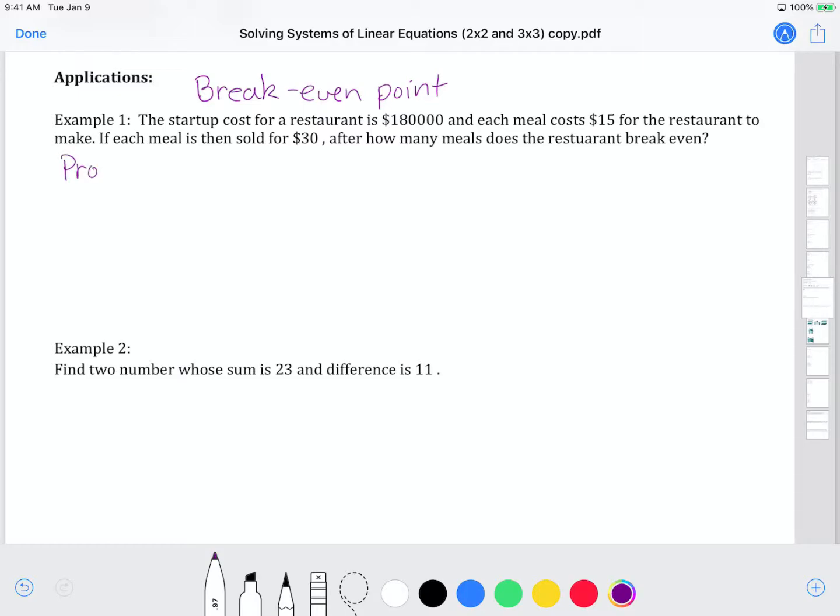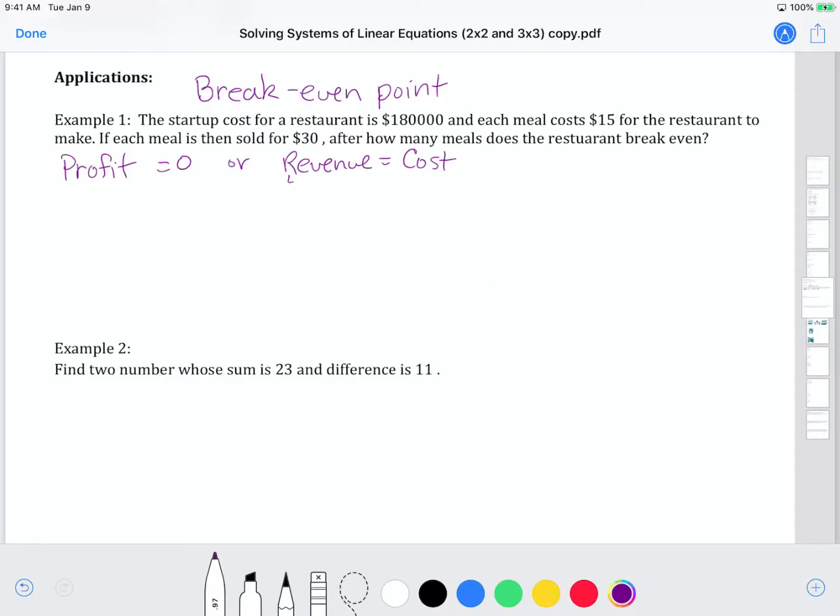So when your profit is 0, or you can say the revenue is equal to the cost, that's when you have your break even. In this example, we have information about the cost of running a restaurant, and then we also have information about the amount of money that's coming into the restaurant based on the price of the meals. So we want to set up equations for cost and revenue.